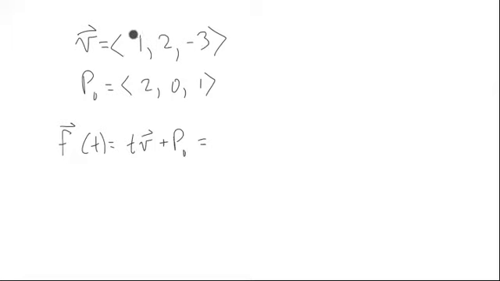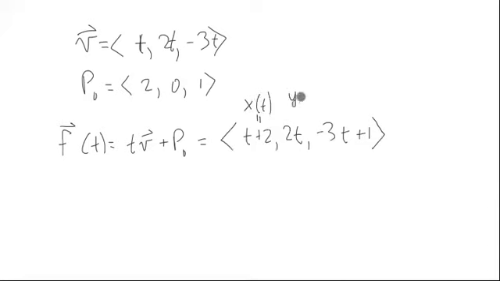We could think t times this vector would be, we can multiply t in here to everything. Then we just add, and we can do it component-wise. So we end up getting t plus 2, 2t, and -3t plus 1. So this first coordinate is an x value of this line that's going along, and that x coordinate is actually a function of t. You can see that. So we could even write x of t as that. Similarly, y of t is this, z of t is this. This would be the parametric form of this line.